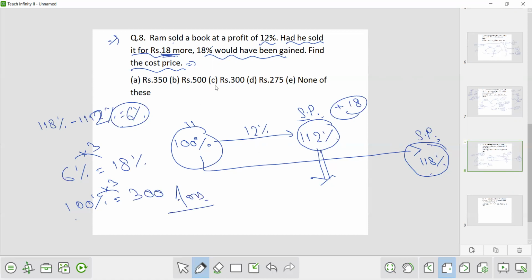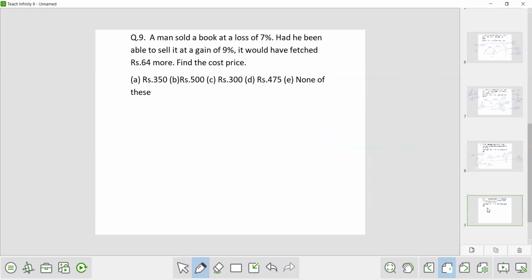So for this question, option number C is the correct answer. I would have taken one more question on a similar pattern.